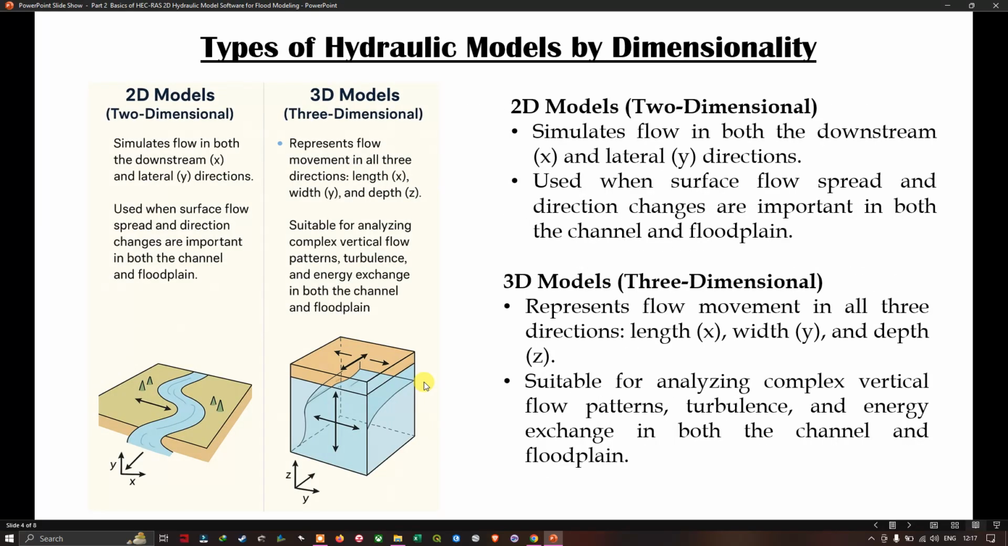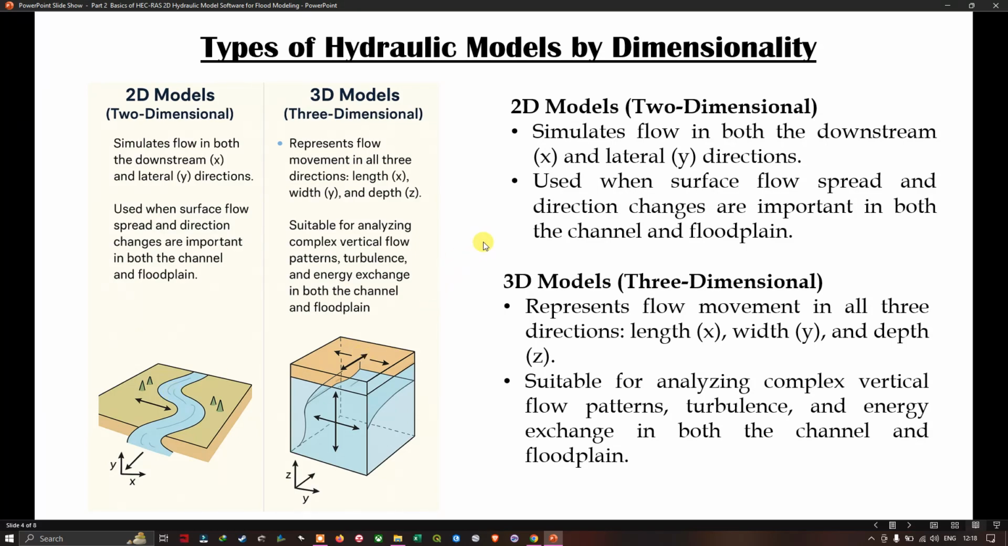Next are 2D models, that is, two-dimensional models that simulate the flow in both directions. That is, it simulates the flow in both the downstream direction, that is X, and the lateral direction. It is used when surface flow spread and direction changes are important in both the channels and floodplain. The 2D model is represented in this figure here.